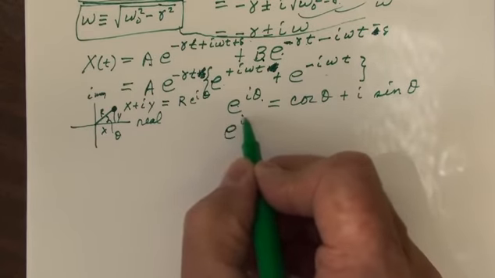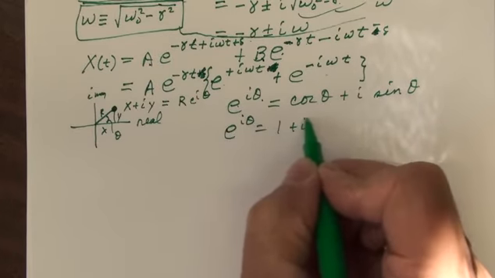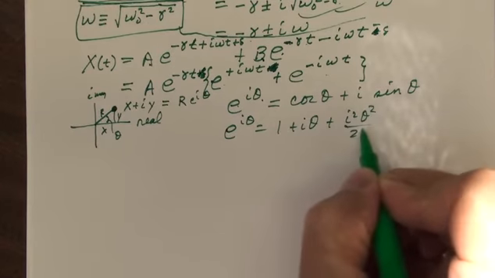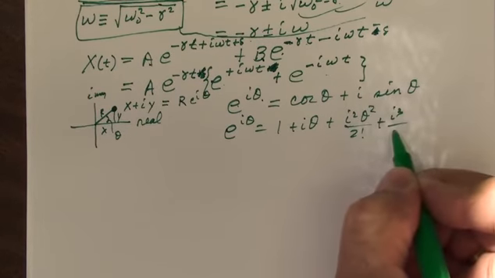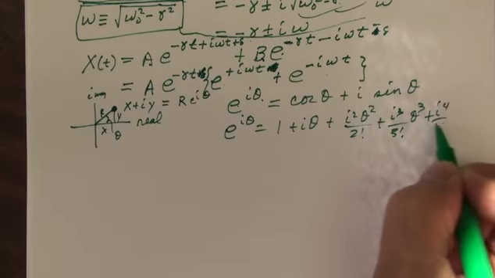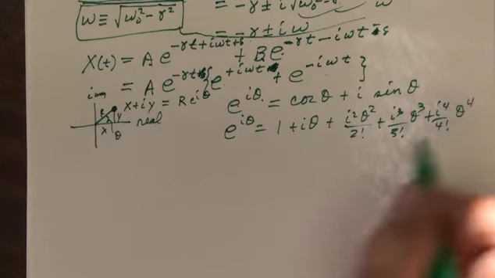That would say e to the i theta is equal to 1 plus i theta plus i squared theta squared over 2 factorial plus i cubed theta cubed over 3 factorial plus i to the 4th theta to the 4th over 4 factorial.